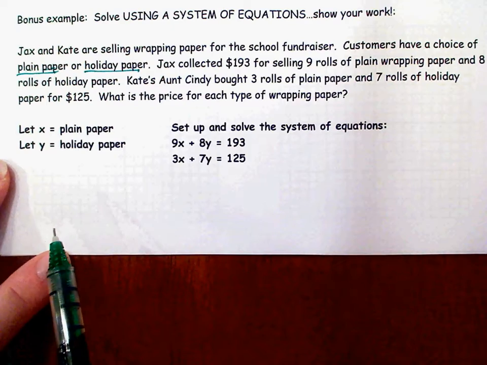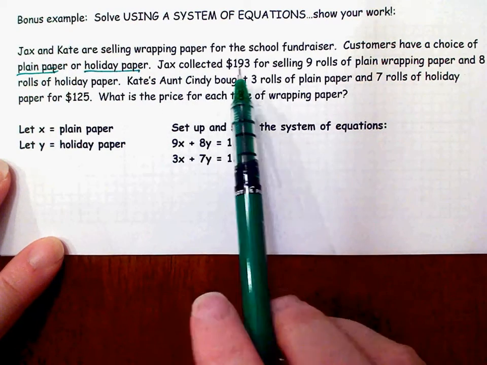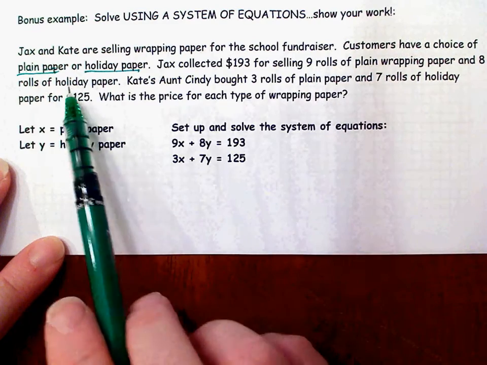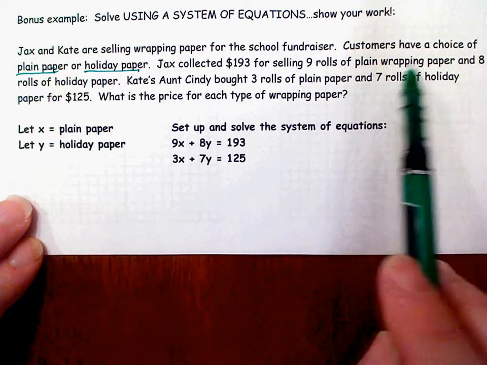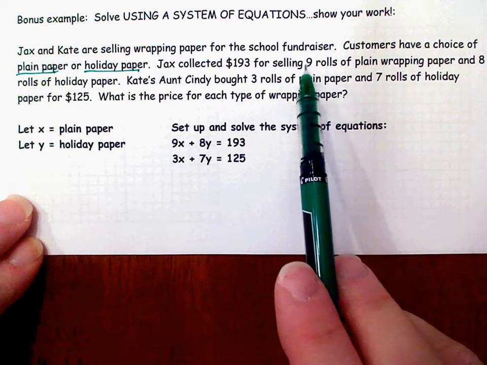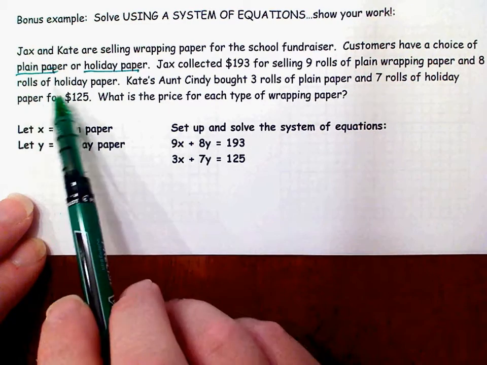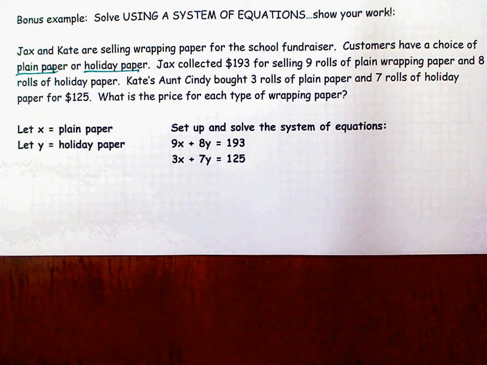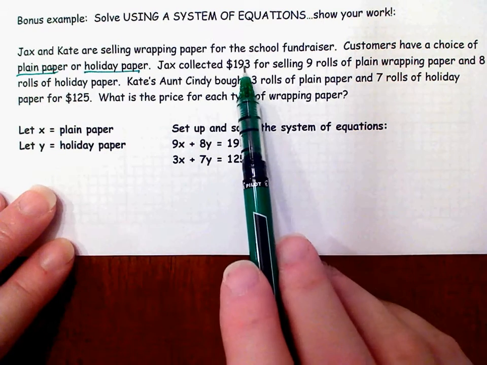Okay, so now you're ready to set up your two different equations using your x for plain paper and y for holiday paper. It says that Jax collected $193 and he sold 9 rolls of plain wrapping paper and 8 rolls of holiday paper. So however much it costs for plain wrapping paper, you're going to have to multiply that by 9. So you know how much money Jax brought in for those 9 rolls of paper. However much it costs for holiday paper, you're going to have to multiply that by 8, because that's how much money he's bringing in for that type of paper. And the total he brought in is $193.